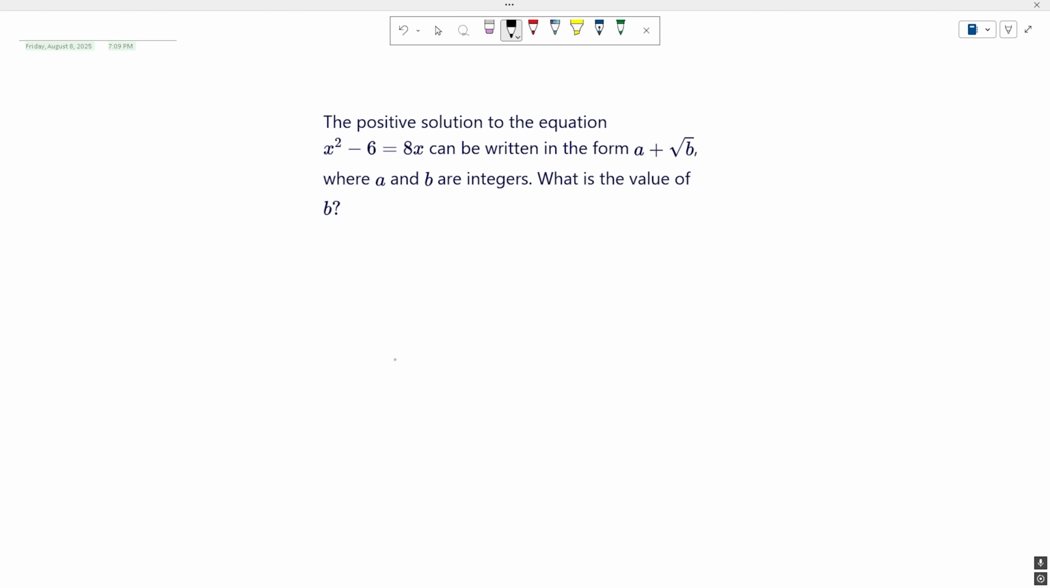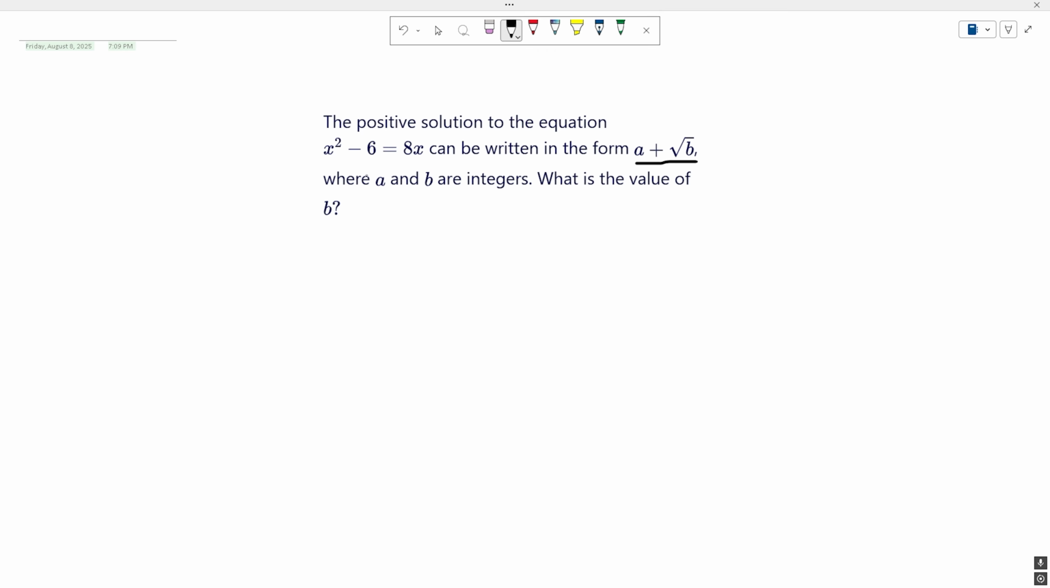We have a function x squared minus 6 equals 8x, and the question tells us that this can be written in the form a plus square root b, where a and b are integers. The question asks us, what is the value of b?